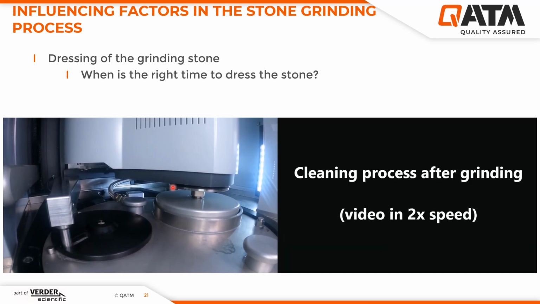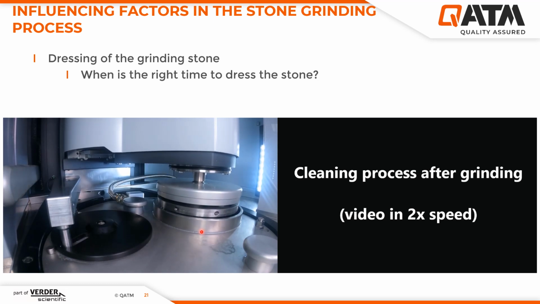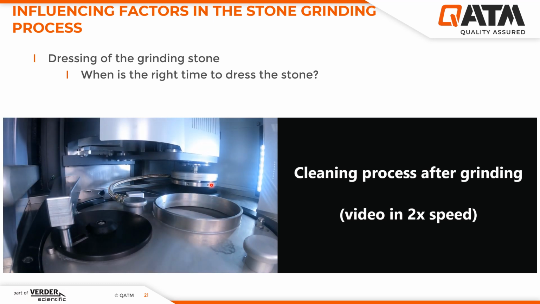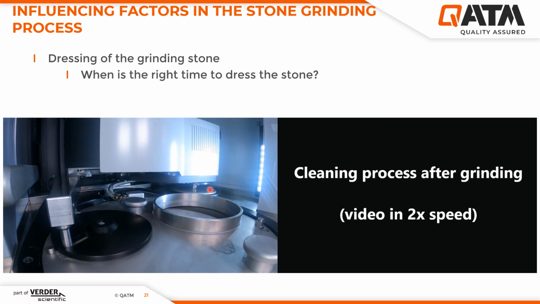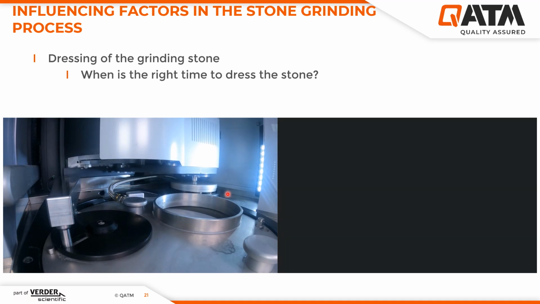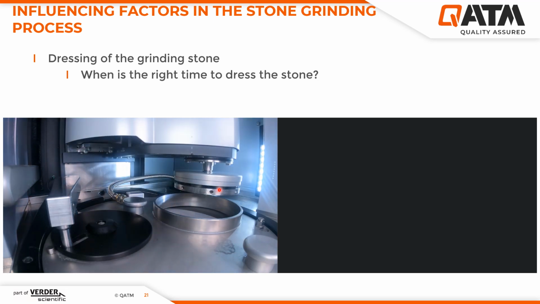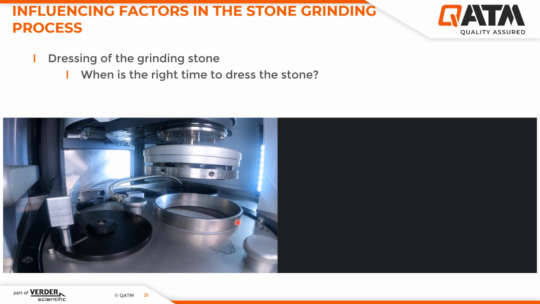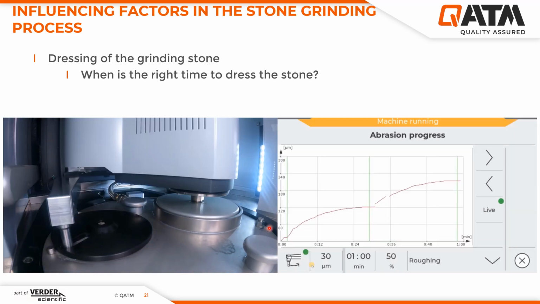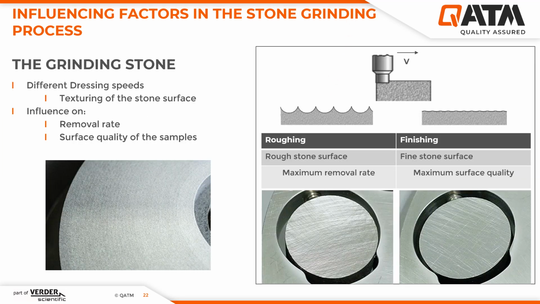After the grinding process, we have a cleaning process with spinning the sample holder, going to the cleaning station, cleaning the sample holder with high pressure water pressure, compressed air, and ethanol. After the cleaning, you can remove the sample holder from the machine and go to further grinding and polishing steps.